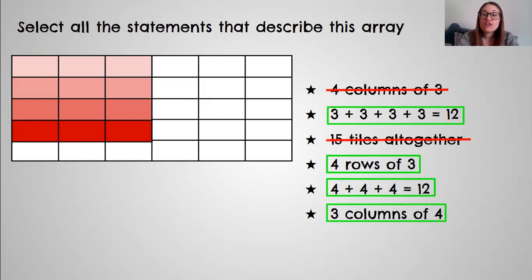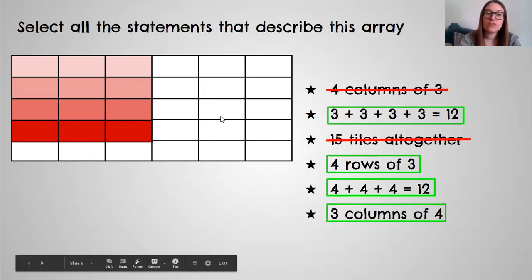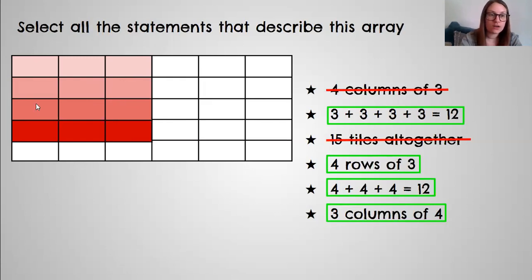Good job. There are 4 statements here that are true about this array. We have 2 different repeated addition equations. We know that they're both true because there are 12 tiles in the array. We know that there are 1, 2, 3, 4 rows, and we know that there are 1, 2, 3 columns. So second grade, again, don't get tricked. When they ask you to select all of the statements describing an array, you can choose more than one. Make sure you go through each possible answer to find out, is it true or is it false?